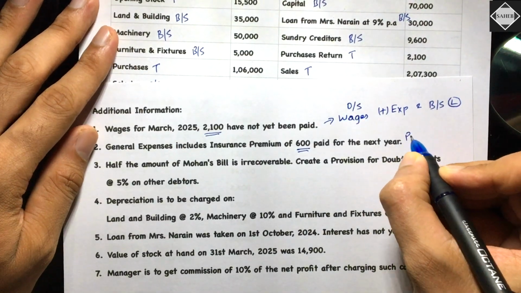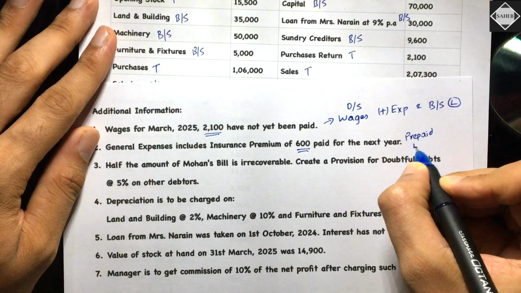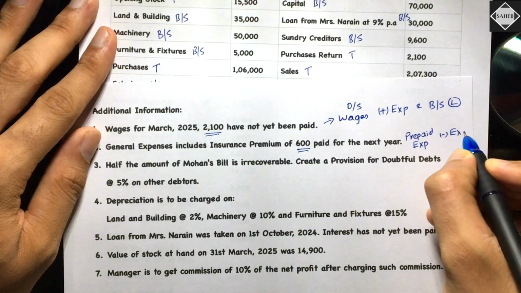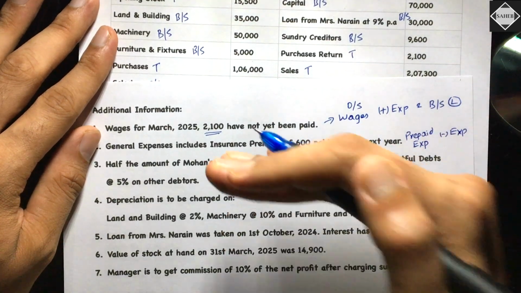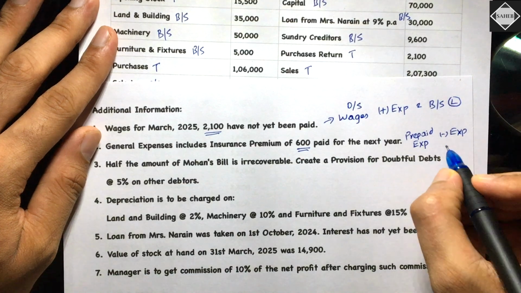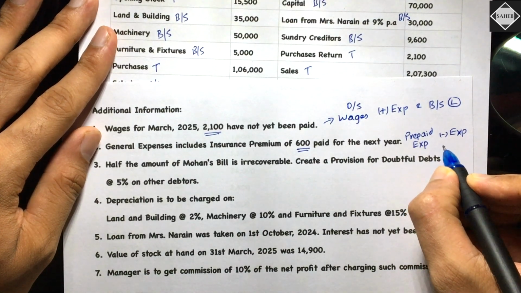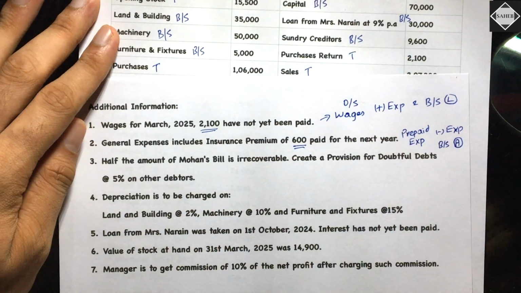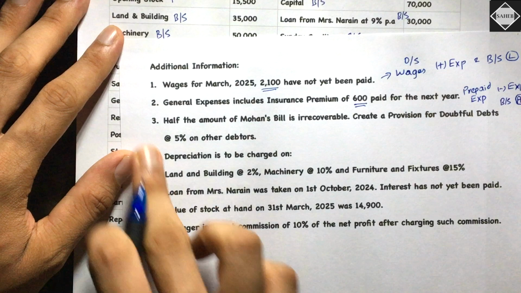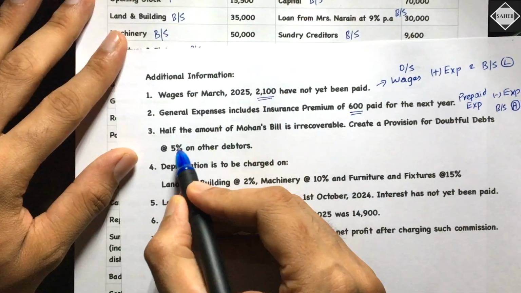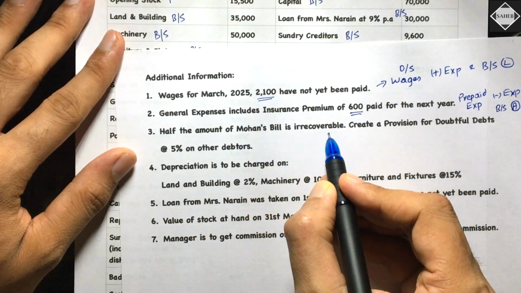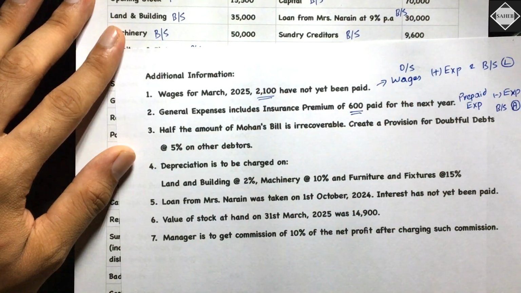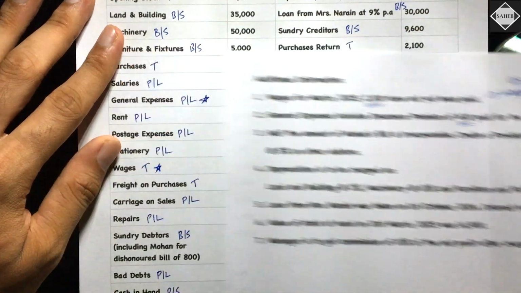So prepaid expense, prepaid insurance we can say. Yeah, what happens due to this? We have to subtract the expense. You all know we have to reduce the expense because that expense is of next year, right? Not of this year. So we have to reduce the current year expense, and in balance sheet we have to recognize an asset that in future year, in next year, we are going to get benefit. Yes. Third adjustment then. Let's understand third adjustment. Half the amount of Mohan's bill is irrecoverable. They are saying half amount will not be recovered. Yeah, that means half is bad debt. Now half of what? Half of Mohan's.